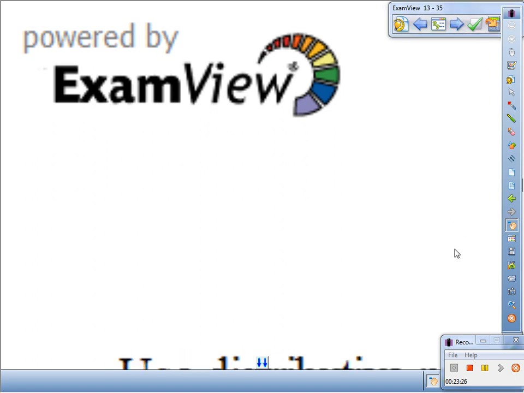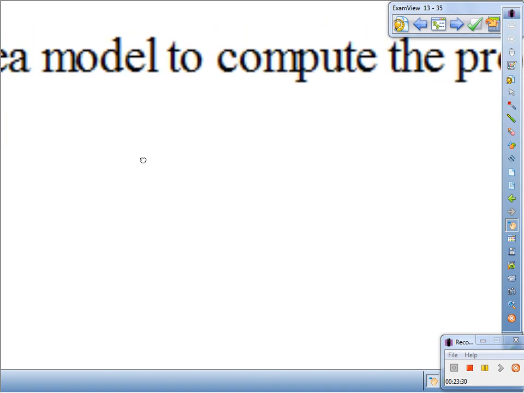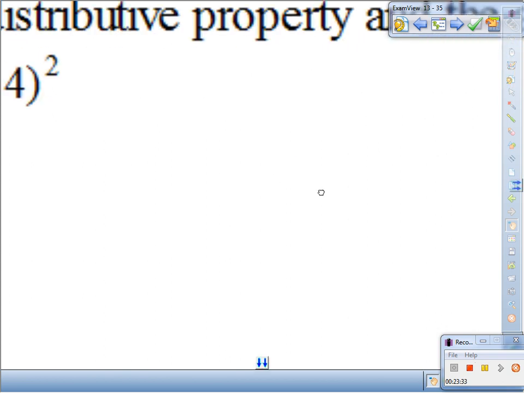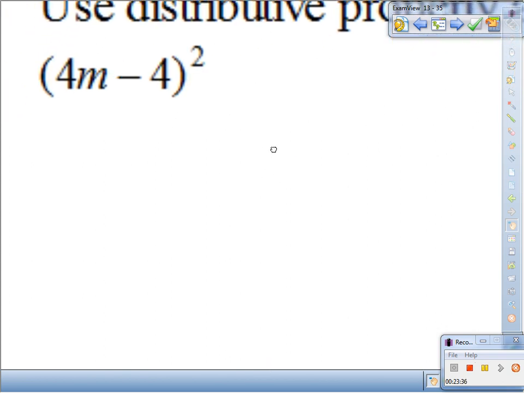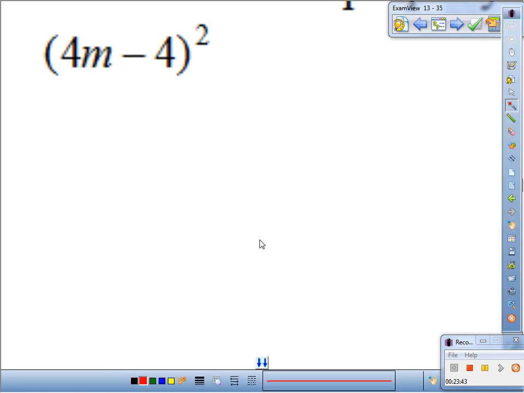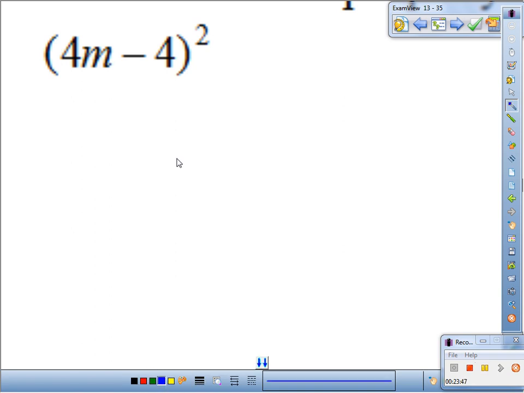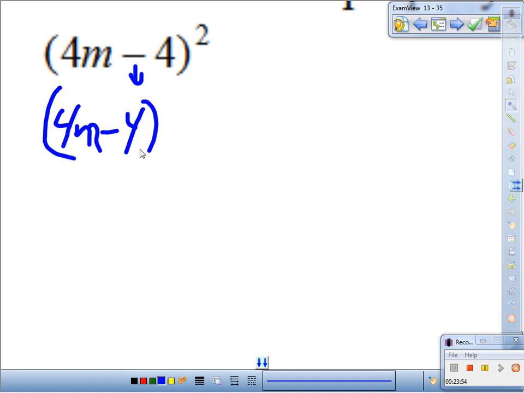Number 13. Use distributive property and area model to compute the product. Copy this one, number 13. 4m minus 4, close parentheses, squared. First things first, I rewrite it. How do I rewrite this? Well, this becomes 4m minus 4 times 4m minus 4.